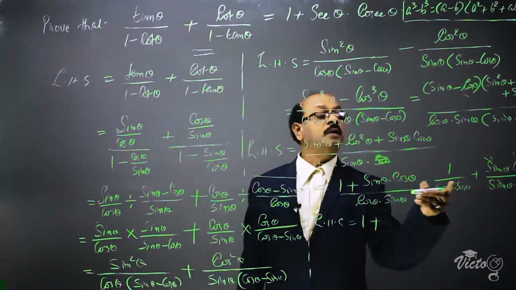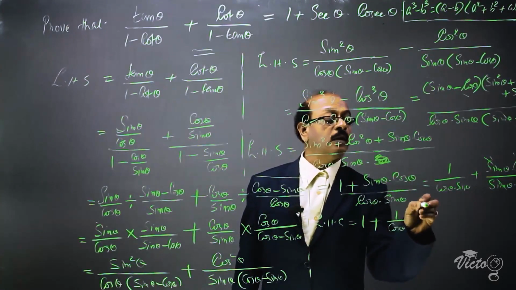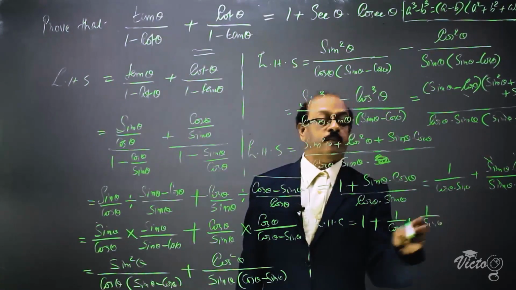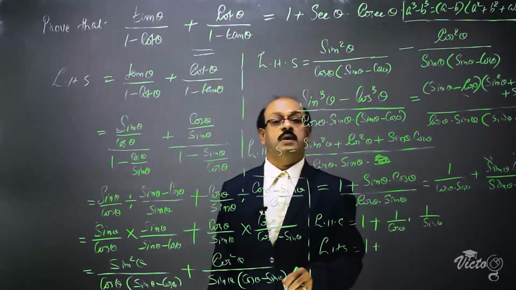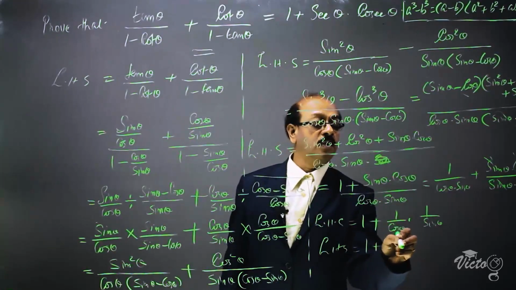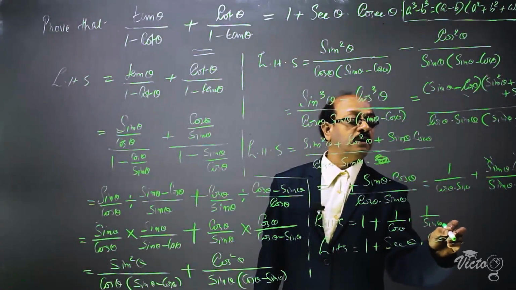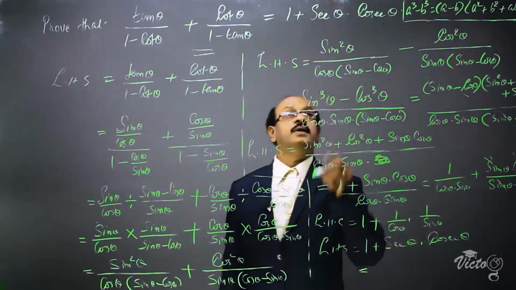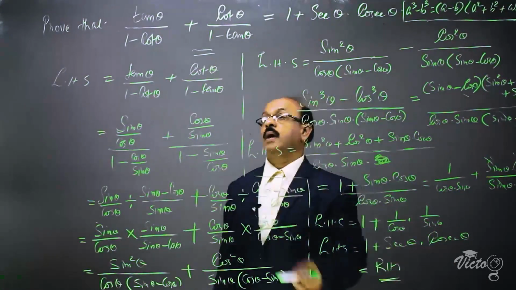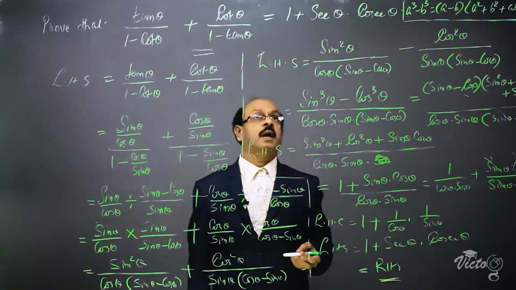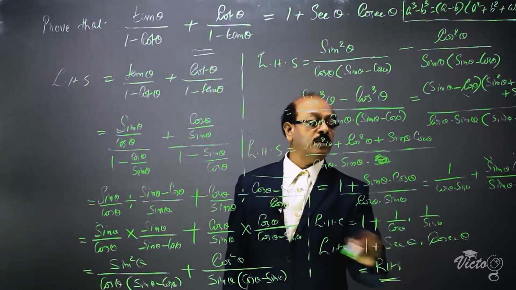LHS is equal to 1 plus. Here also we can split this into two terms, such as 1 by cos theta into 1 by sin theta. What is 1 by cos theta? 1 by cos theta is equal to sec theta, and 1 by sin theta is cosec theta. Hence, we reached the result. This is the RHS. We started from the LHS and arrived at the result 1 plus sec theta into cosec theta, which is the RHS of the given question. Okay.